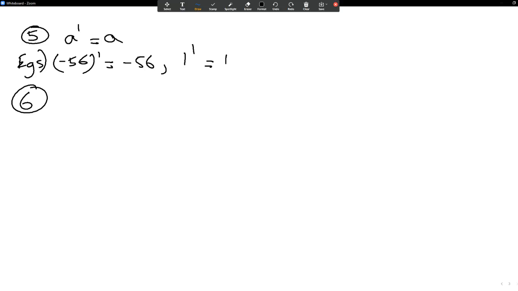Okay, so rule 6 is the 1 law, and that's when we put 1 to any power, a, or x, I think I used before, we'll get 1. And that kind of makes sense, because when you use powers, you're saying I want to multiply 1 a times, so you'll do that a times. But obviously it doesn't matter how many times you multiply 1 by itself, you're still going to get 1.